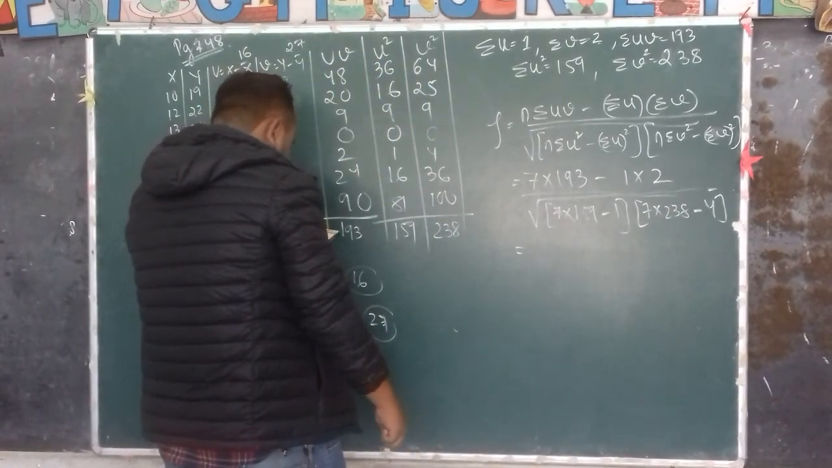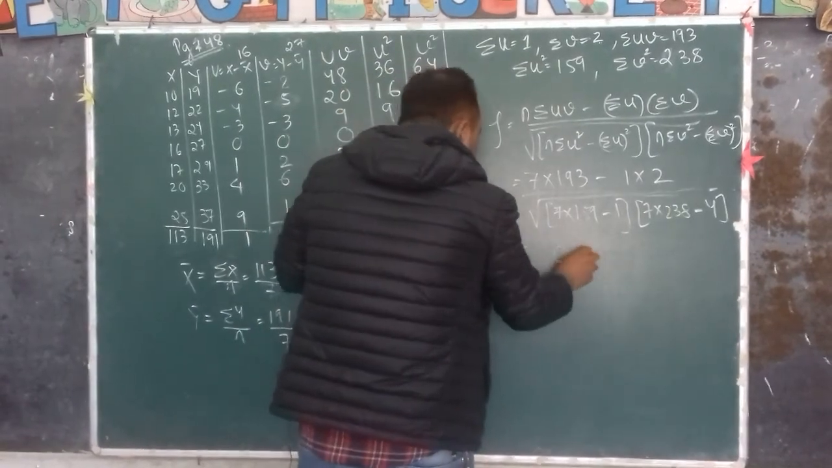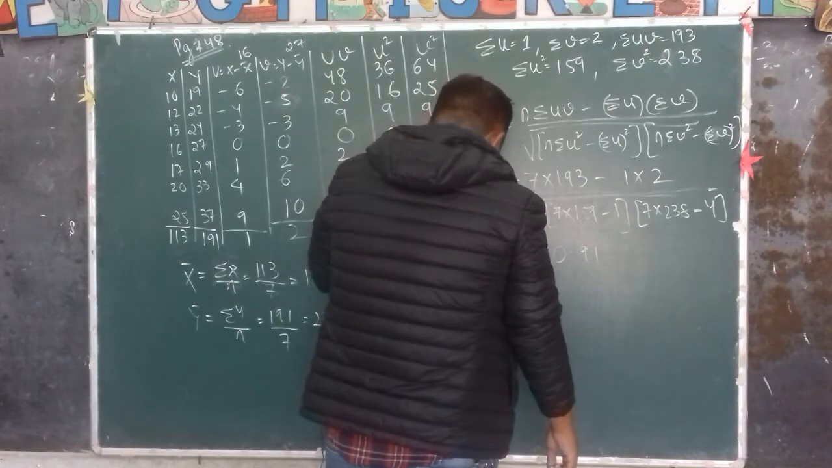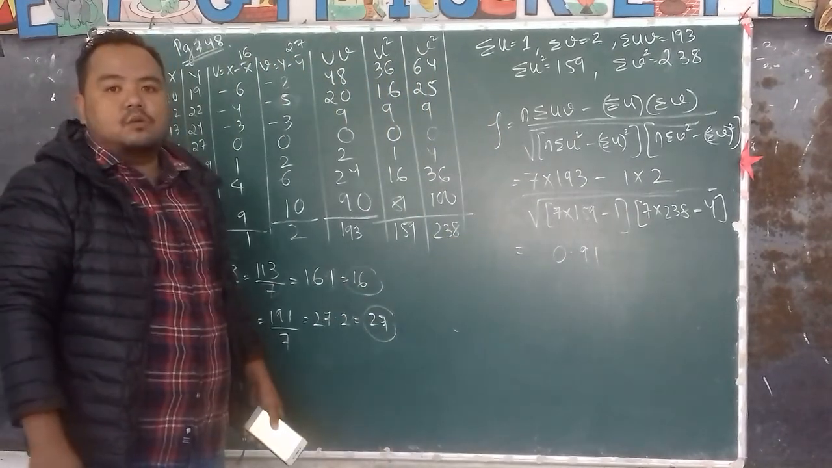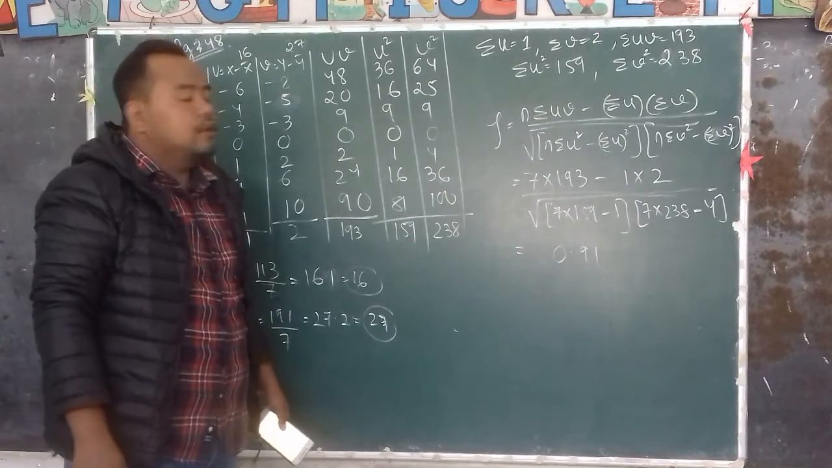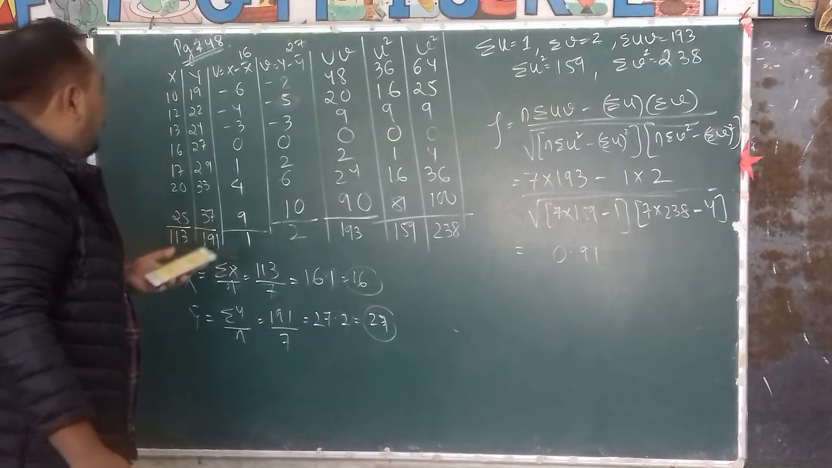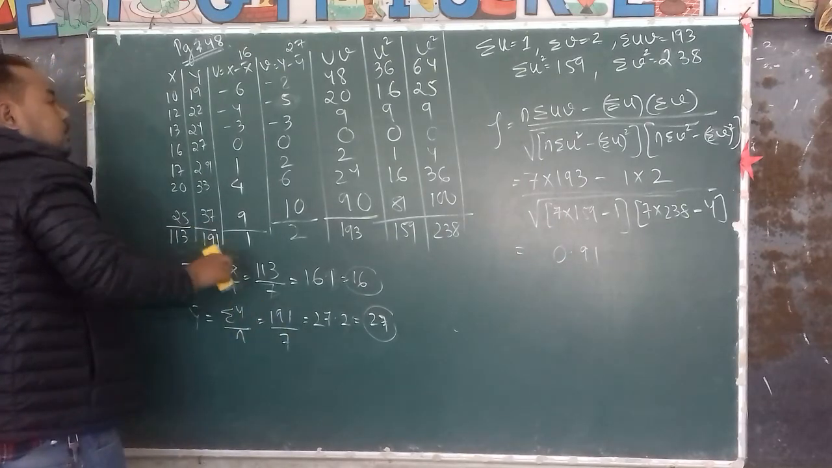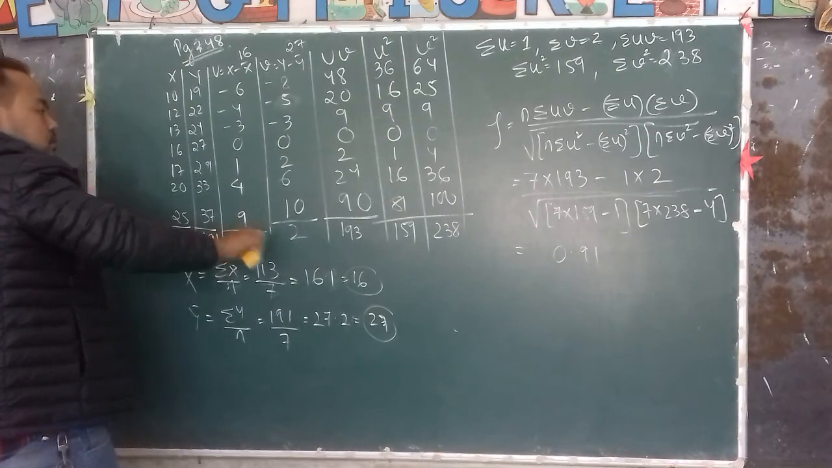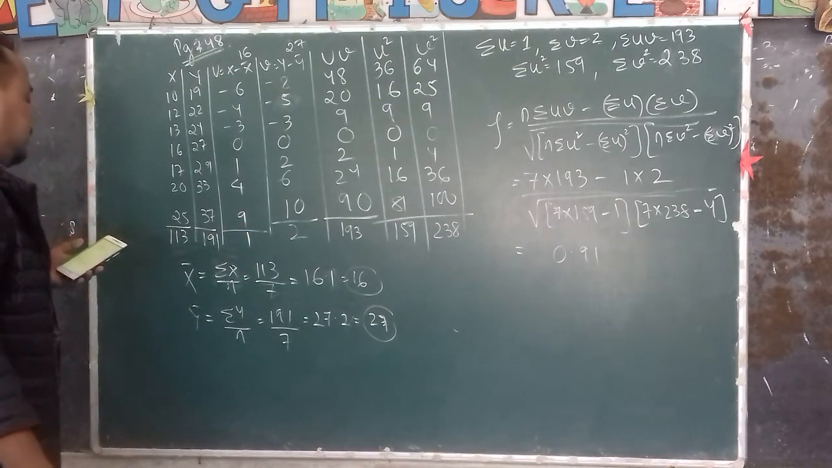So I'll just write down the value. The value is 0.91. Okay, so this is how you are going to solve a question on Karl Pearson's coefficient of correlation. So I want you all to try one more question. I'll just give you that question for homework. So if you understand the solution to this question, then you can easily do the other questions.